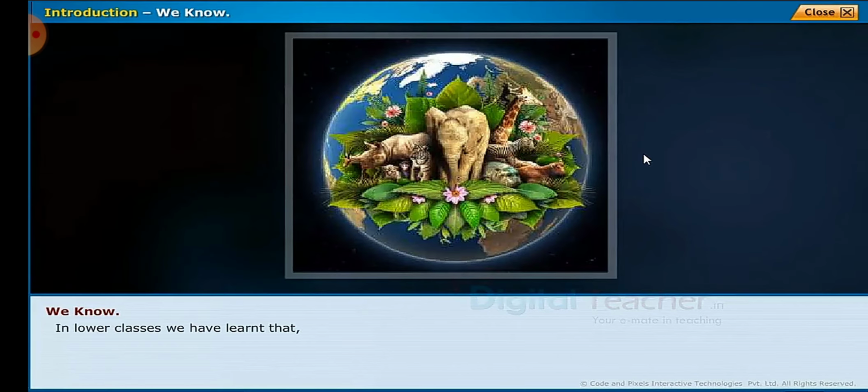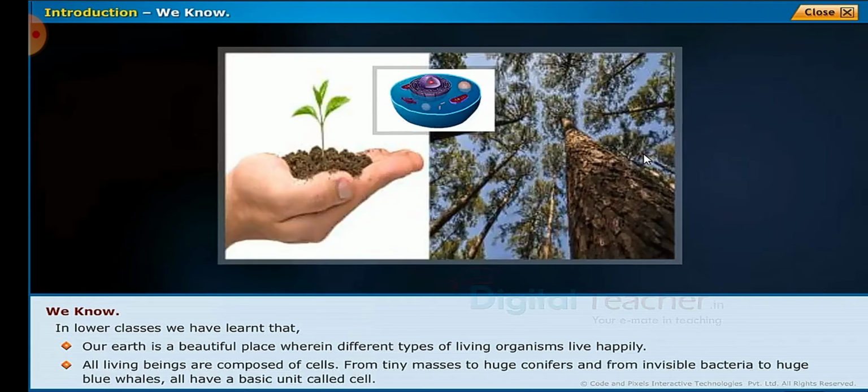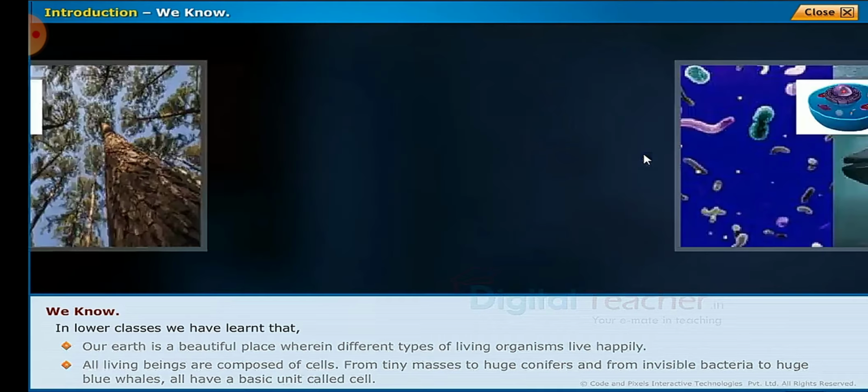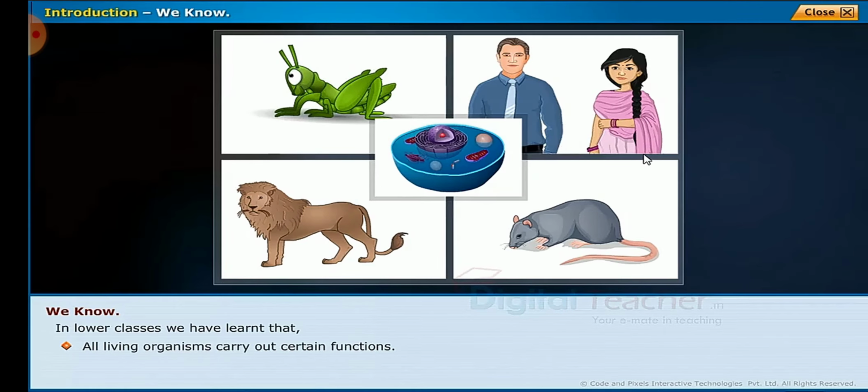In lower classes, we have learned that our Earth is a beautiful place wherein different types of living organisms live happily. All living beings are composed of cells, from tiny masses to huge conifers, and from invisible bacteria to huge blue whales. All have a basic unit called cell. All living organisms carry out certain functions.